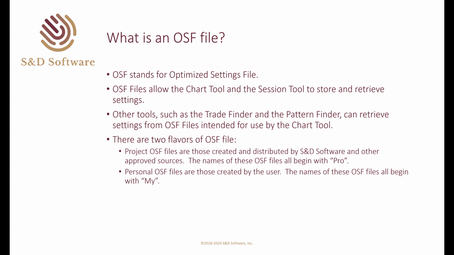Now, some of the other tools, such as the Trade Finder and the Pattern Finder, can use settings from OSF files created by the chart tool and intended for use by the chart tool. They don't create any OSF files themselves, but they can read the ones for the chart tool and pull out relevant settings, such as how to find acceptable patterns for each of the different pattern types. In the case of the Trade Finder, how to turn acceptable patterns into zones and how to manage those zones.